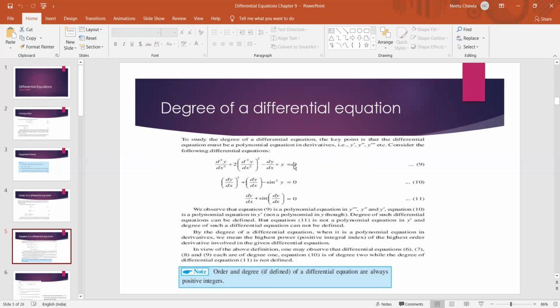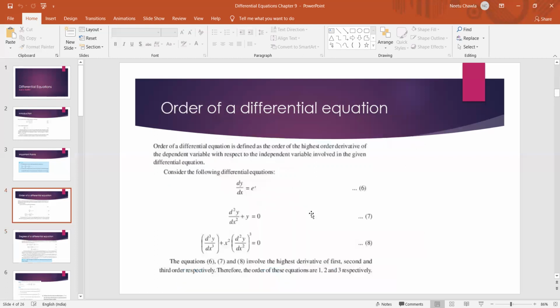So for equation number 9, you can easily tell that the degree is 3. Equation number 10, the degree comes as 2. By the degree of a differential equation, see the definition. When it is a polynomial equation in derivatives, we mean the highest power of the highest order derivative involved in the given differential equation. In view of the above definition, one may observe that differential equations 6, 7, 8 and 9 each are of degree 1. Let me show them.